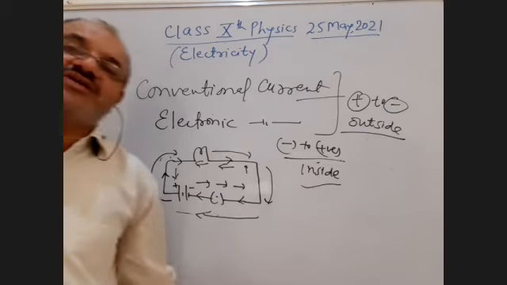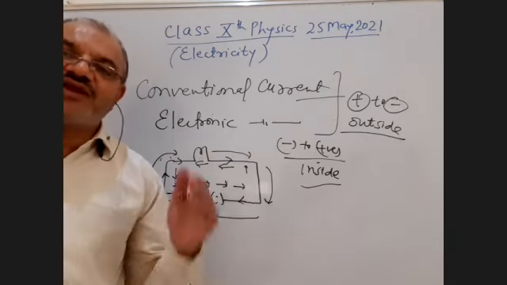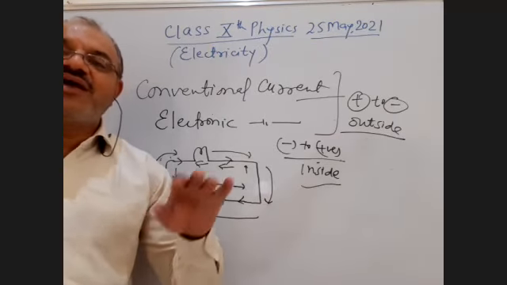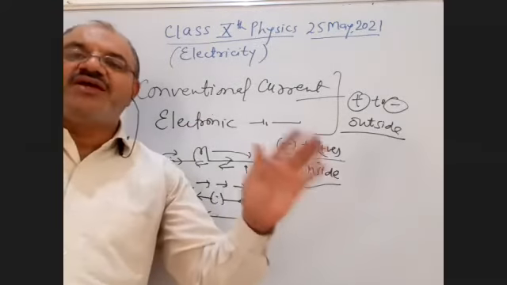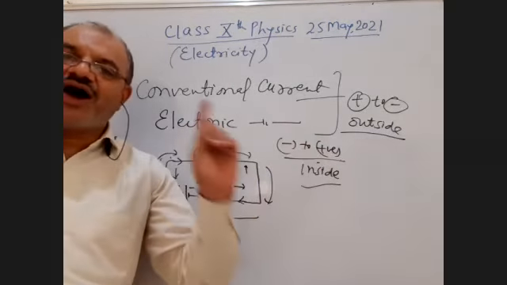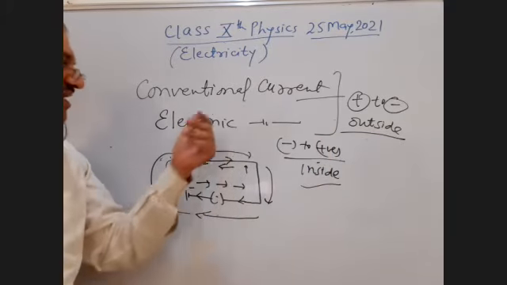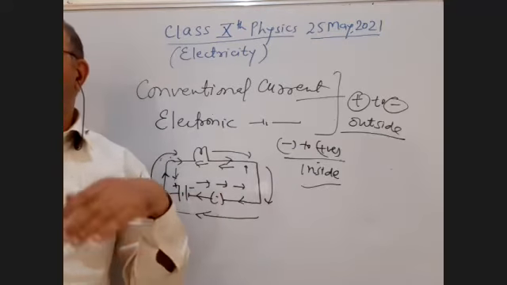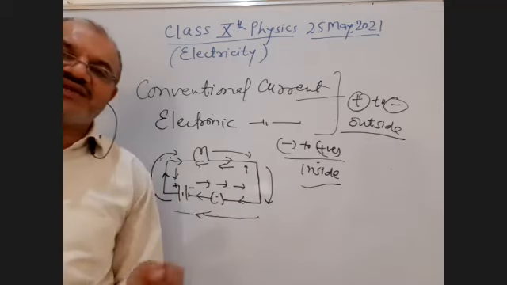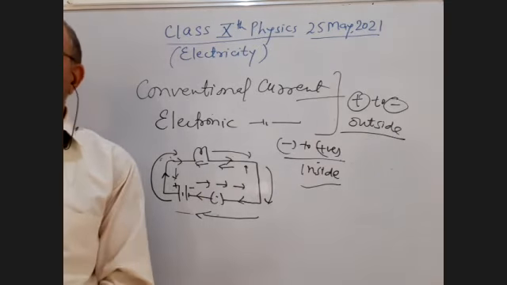A very, very important term, students. Please remember the difference between conventional current and electronic current. The current which flows in a circuit from the positive terminal to the negative terminal outside the cell is called conventional current. And the current that flows from the negative terminal to the positive terminal inside the circuit is called electronic current. Very, very important term, students.